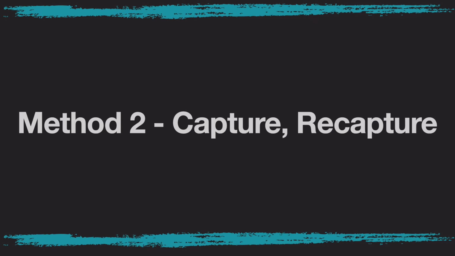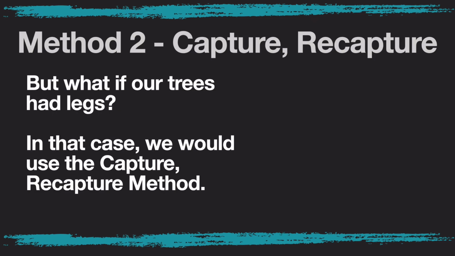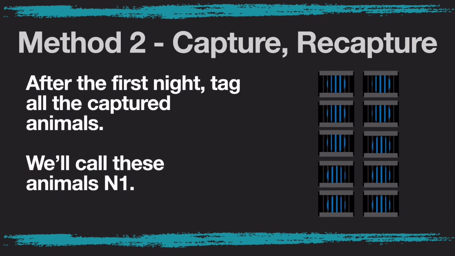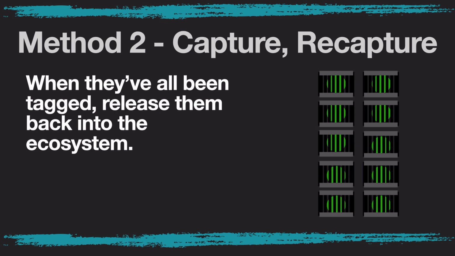Method 2: Capture, recapture. So what if our trees had legs? Well, in that case, we would use the capture-recapture method. First, lay out traps in the ecosystem. In this case, we'll be putting out 10 traps. After the first night, tag all the animals that you captured. We'll call these animals N1. When they've all been tagged, release them back into the ecosystem.